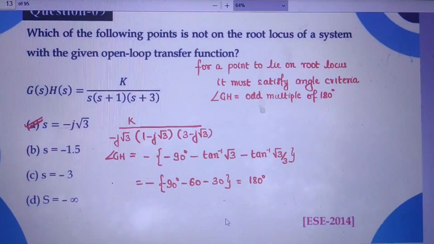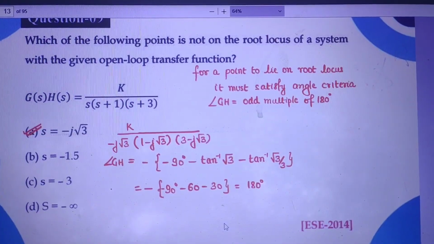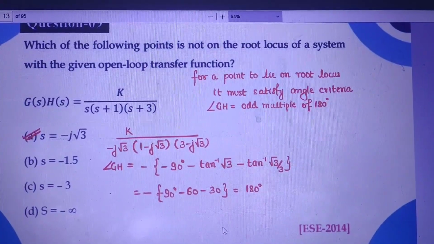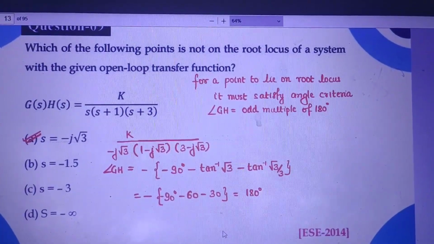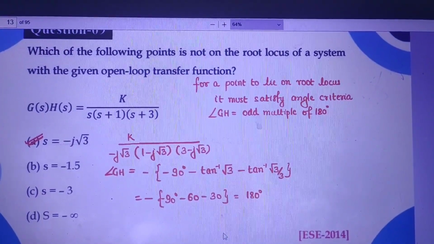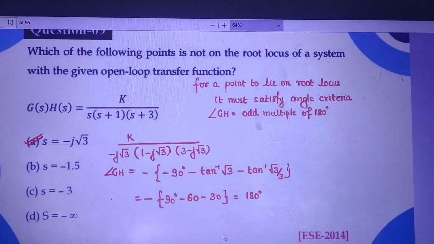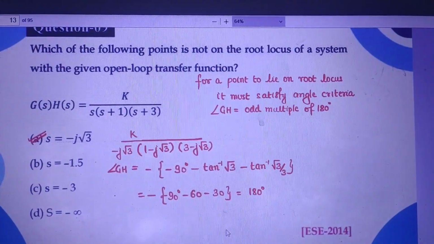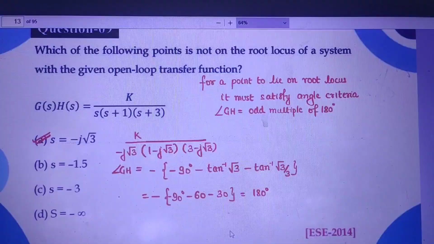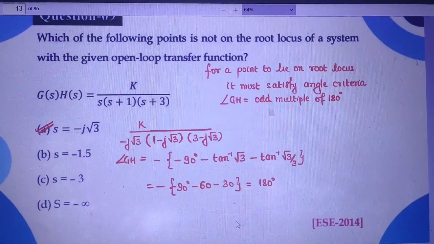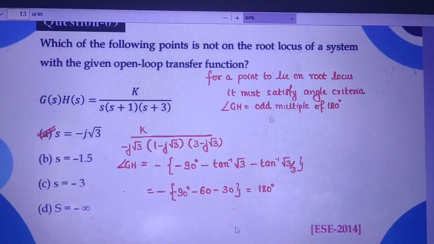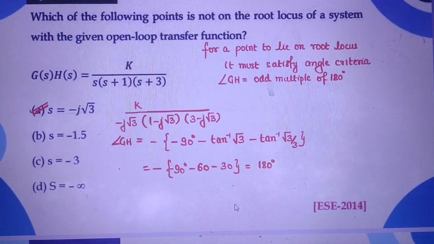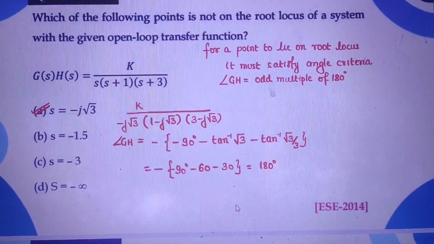And for any point to lie on the root locus, it must satisfy the angle criteria. The angle criteria is nothing but the angle of the open loop transfer function G(s)H(s) must be an odd multiple of 180 degrees. Here in this problem you have got the answer 180 degrees. If you multiply 180 degrees with an odd number 1, you will get 180 degrees. So by this we can say that s equals minus j root 3 lies on the root locus. In this option, s equals minus 1.5 does not lie on the root locus, and the remaining points a, c, d all lie on the root locus.